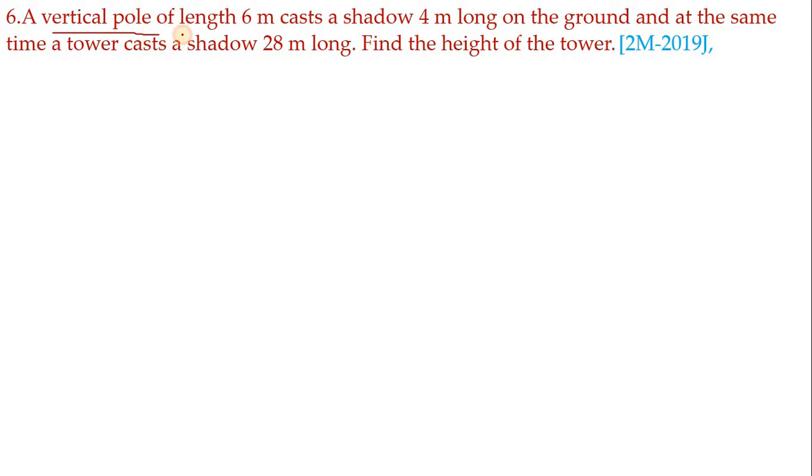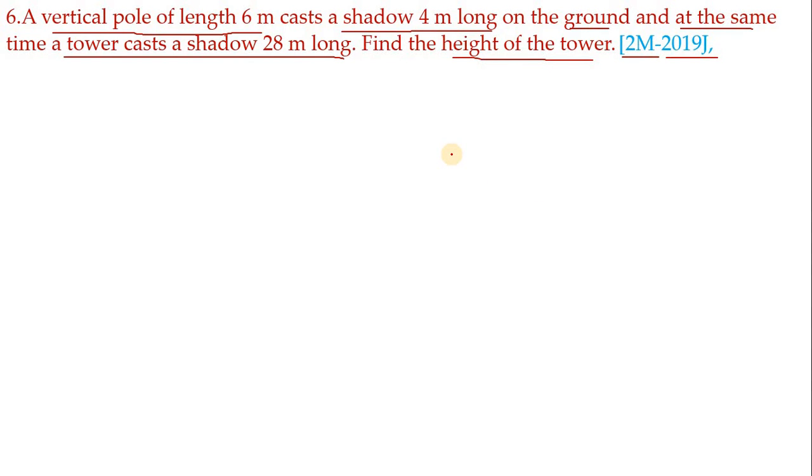A vertical pole of length 6 meter casts a shadow 4 meter long on the ground. At the same time, a tower casts a shadow 28 meter long. Find the height of the tower. 2-mark question asked in the year 2019 June.